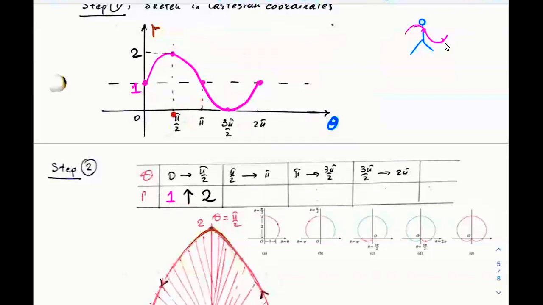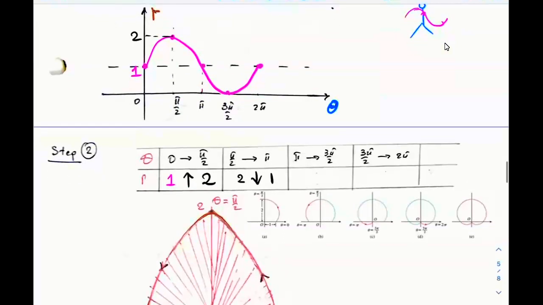Now, what about from pi over 2 to pi? From 2, go up or go down? Down to 1. Yes, you got it. 2 goes down to 1. What about this? From 1 go down to 0, right? So 1 goes down to 0. And then here will be 0 going up to 1.